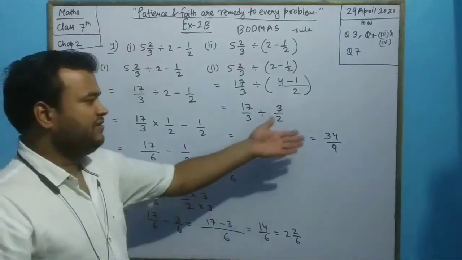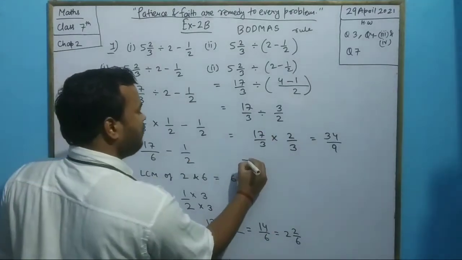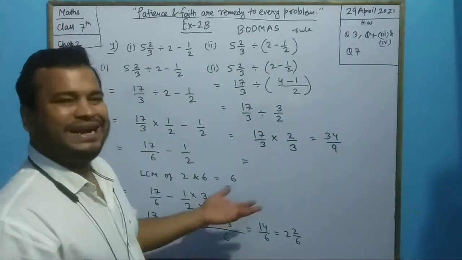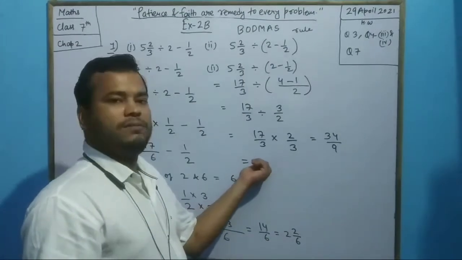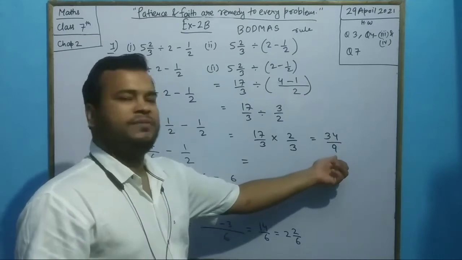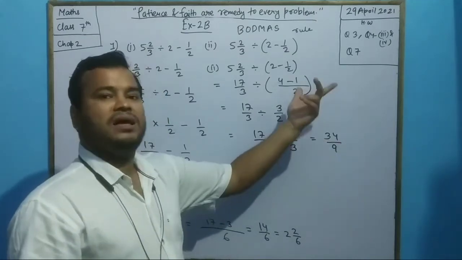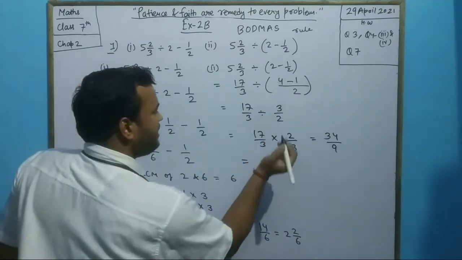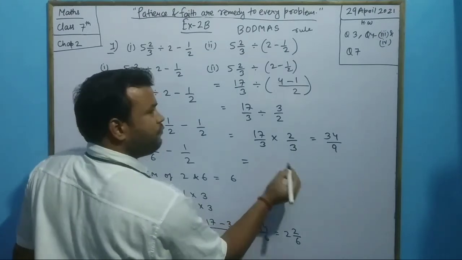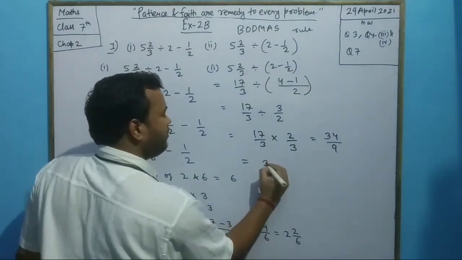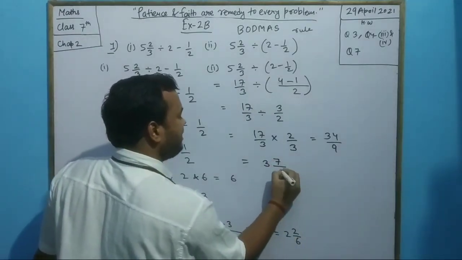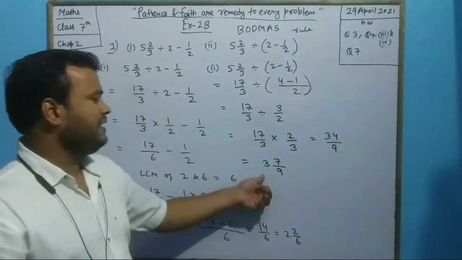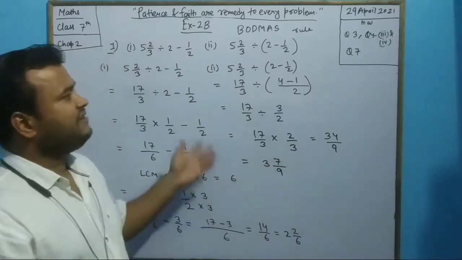Okay, this is an improper fraction. We can convert it into a mixed one by dividing. The quotient will be the whole number, 9 will be the denominator and the remainder will be the numerator. So what will it be? 9 4s are 36, 9 3s are 27. 9 3s are 27, 7 is the remainder, 7 will be the numerator and 9 will be the denominator. So 3 7 by 9. Let us see the next question.